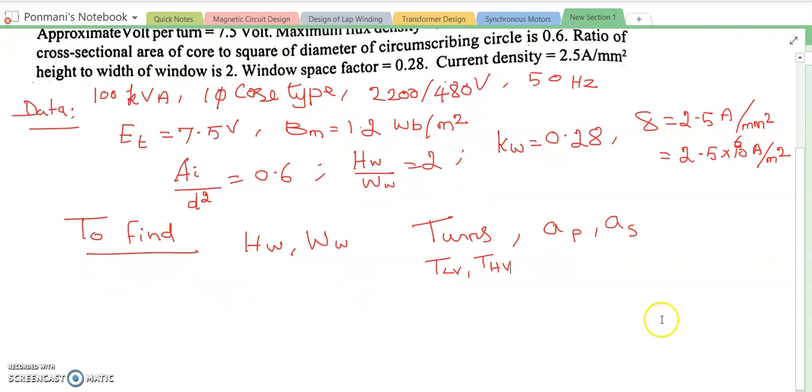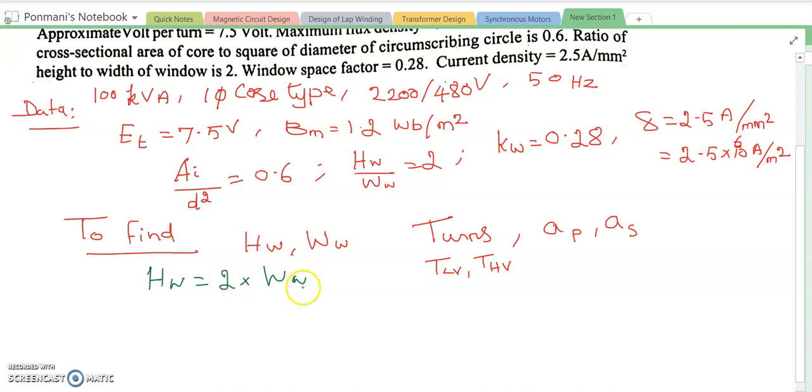So these are the parameters we need to calculate. And so start with dimensions of the window, height of the window and width of the window we have to calculate. So the ratio is given, height of the window to width of the window ratio is given. So from this you can write height of the window will be equal to 2 times width of window.